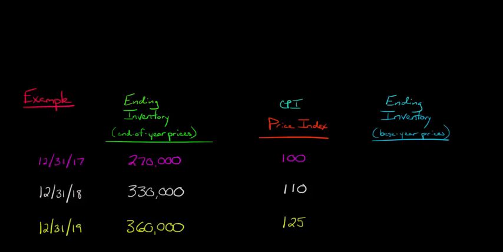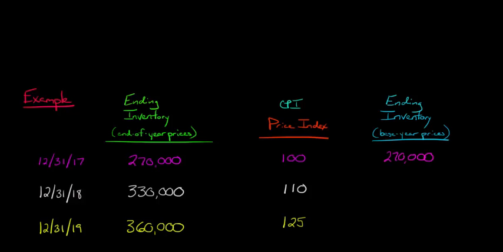So let me show you how that will work. Obviously the first year is the base year, right? This is the year we're benchmarking everything against. So the price index is just going to be 100. And so we're just going to have ending inventory at base year prices of $270,000.